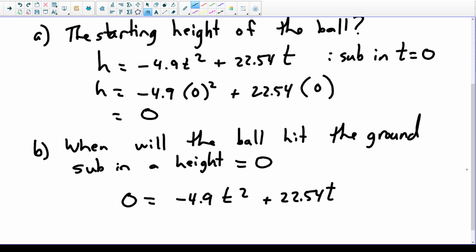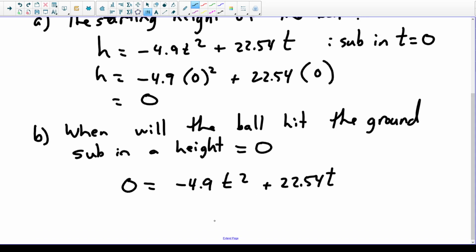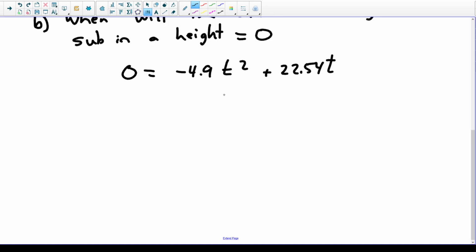But here's where we run into a problem. We can't solve an equation in standard form like this. We have to factor it. So what can we factor out of those two things? Now, negative 4.9 does not go evenly into 22.54. You can still factor it, and some textbooks will do that, but you'll end up with a decimal number in your bracket, which is fine.